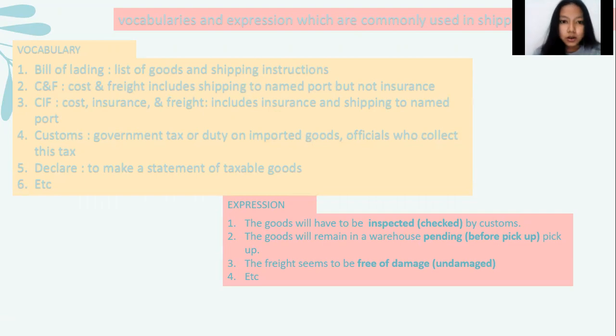This is a sample of expressions that are commonly used in shipping documents. First sample expression is: the goods will have to be inspected by customs. In the sentence, inspected means check it. The second sample is: the goods will remain in warehouse pending pick up. Pending in this sentence means before pick up. And the last is: the freight seems to be free of damage. Free of damage means undamaged. And there are so many vocabularies and expressions used in shipping documents.